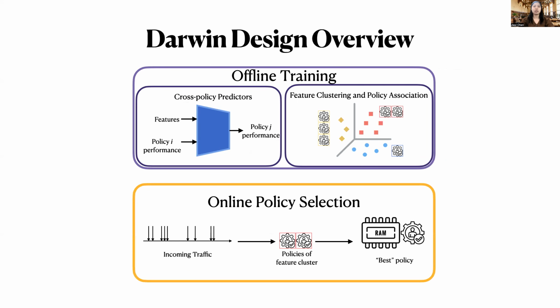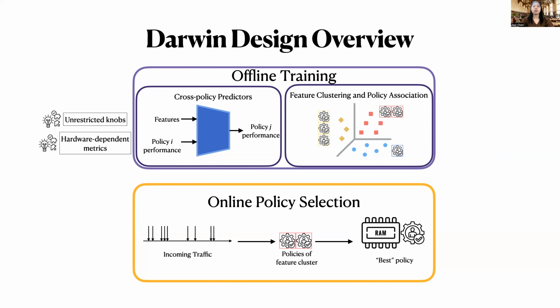Putting it all together, Darwin trains the cross-policy predictors and feature clusters offline. During online policy selection, Darwin first reduces the policies to explore from the feature cluster labels, and then runs the track and stop with side info algorithm to deploy the best policy. The cross-policy predictors don't pose limitations on the decision knobs. Because the predictions rely on offline observed policy performance, Darwin can take into account hardware-dependent metrics.